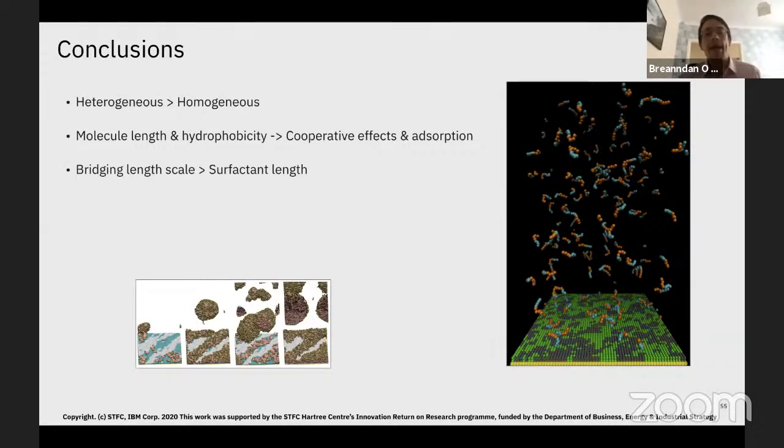And when we look at the phenomena of absorbed structures bridging across domains, the effective range of these interactions extends beyond the length of individual surfactants. And finally, this work raises the possibility of tuning surface patterns in order to calibrate the absorption characteristics and properties of various systems for a number of industrial applications.